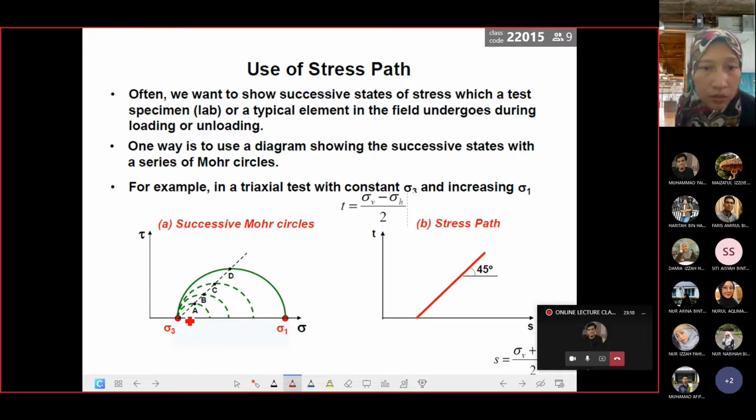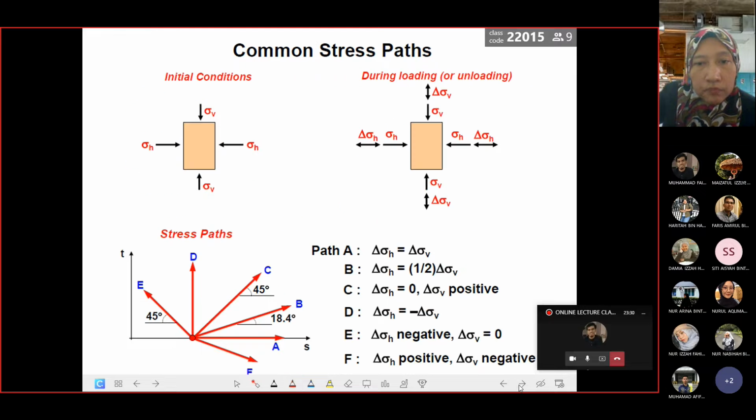Later you connect all the points at A, B and C that produce a stress pulse. Maknanya dia transform from the curve from the plot A to the curve plot B. So kat sini kita nampaklah kan di mana your stress pulse ni dia boleh presented in the T and S coordinate ataupun dia boleh plot dalam PQ coordinate.